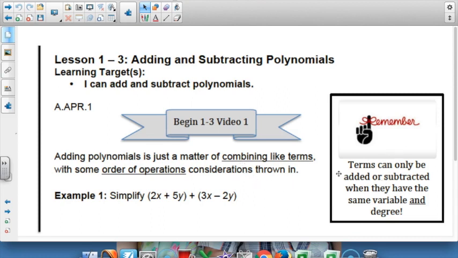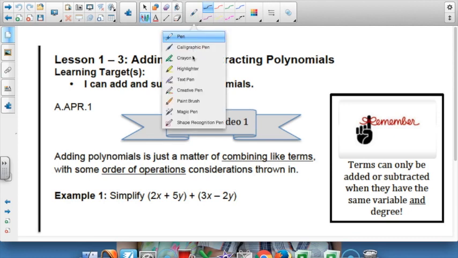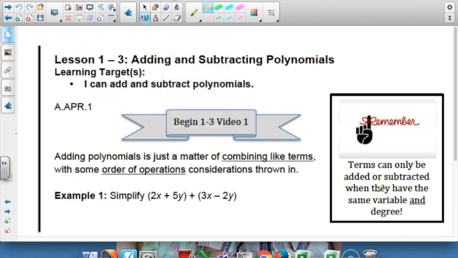Do remember, though, that terms can only be added or subtracted if they have the same variable and the same degree. So that's what makes them like terms. It's important that you remember this.